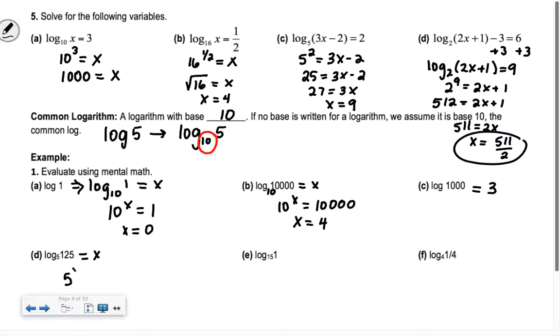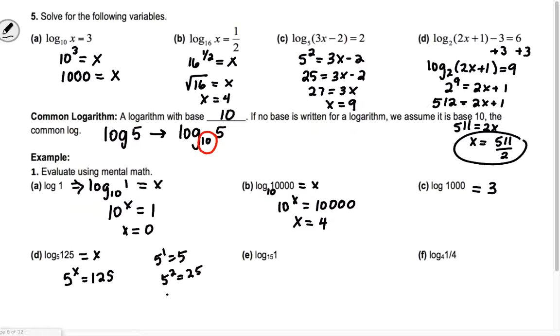And we say 5 to some power equals 125. Do we know that power? Yeah, it's 3. Do you guys know that? 5 to the 1 is 5. 5 squared is 25. If I multiply by one more 5, I get 125. So x is equal to 3.